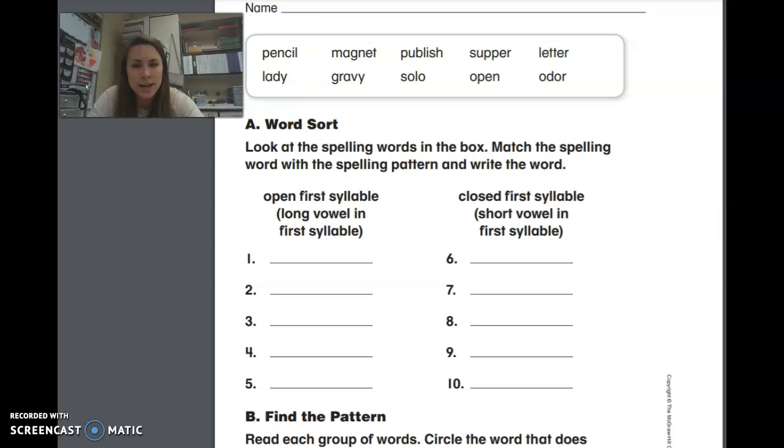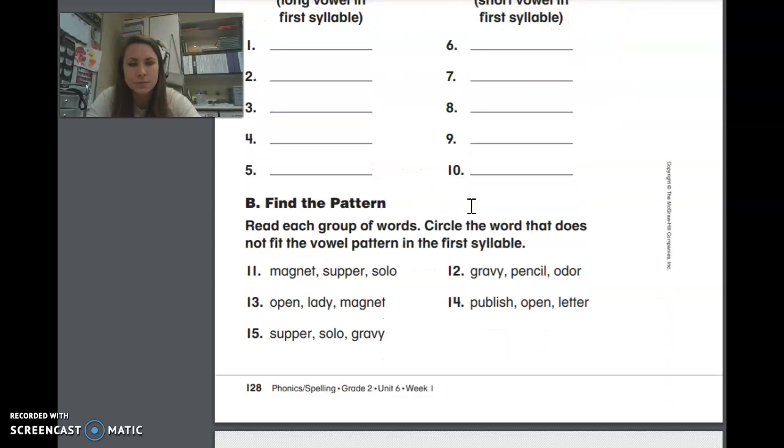You're going to be looking again for your open and closed syllables. We have our same words. Open syllables go here, and that means long vowel in the first syllable, like lady. Over here, I'm going to list my closed first syllables with a short vowel in the first syllable, like magnet. Then below, I'm going to read each group of words and I'm going to circle the word that does not fit the vowel pattern in the first syllable.